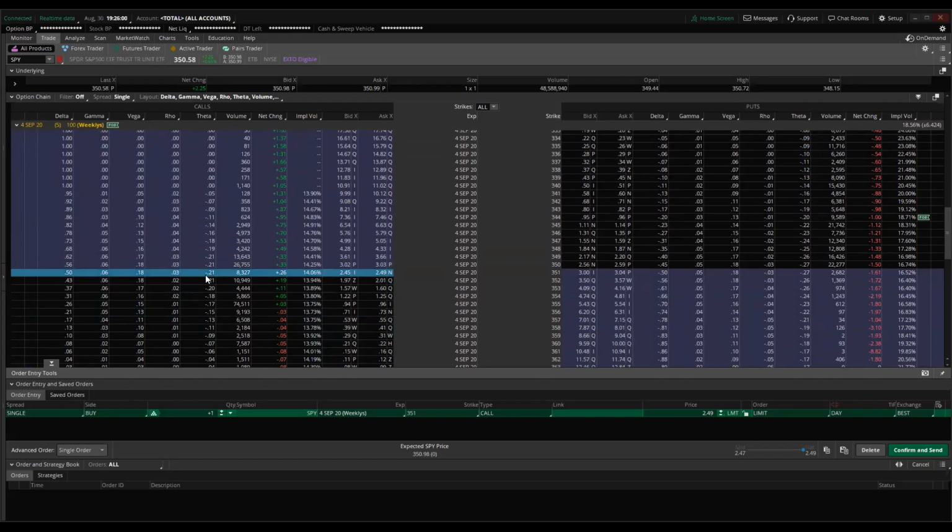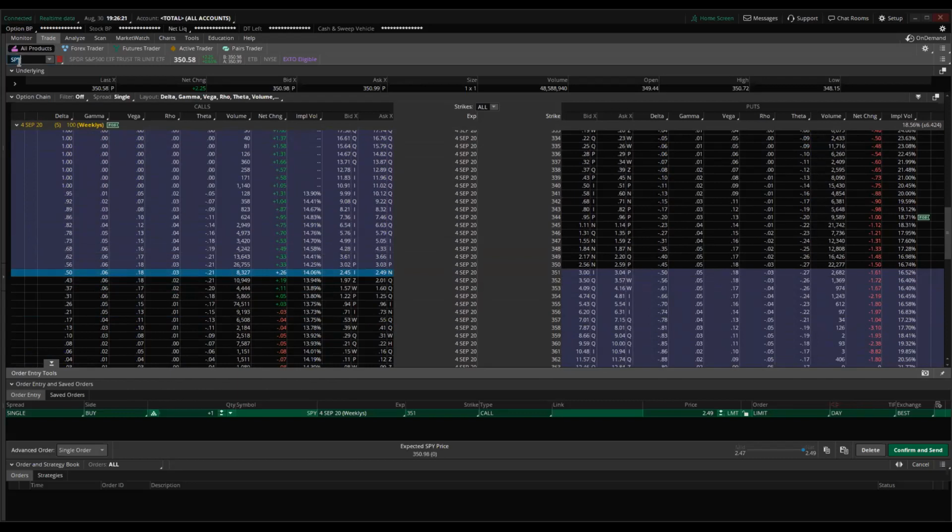This theta is negative 21.21. So say if SPY doesn't move at all by the end of the day, this contract will be worth $21 less than what you bought it for. And the theta will rise before earnings.